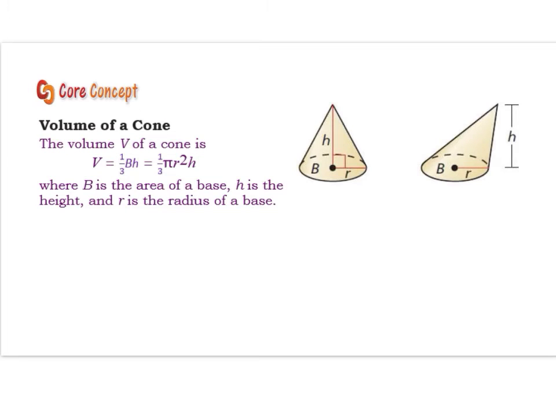Alright, our next core concept is the volume of a cone. So we find the volume of the cone using the exact same formula. 1/3 times area of the base times the height of the cone. And this works for a right cone and an oblique cone. Area of the base this time will always be pi r squared. Whereas in the pyramid, our formula for area of base will change depending on the shape of the base, but for cones, it's always the base is a circle.